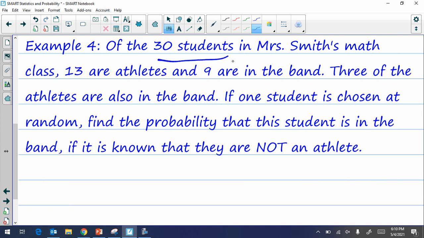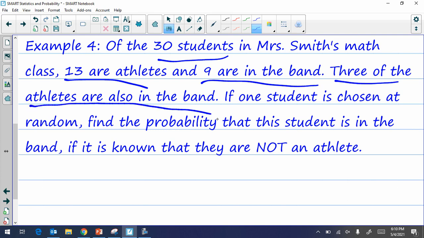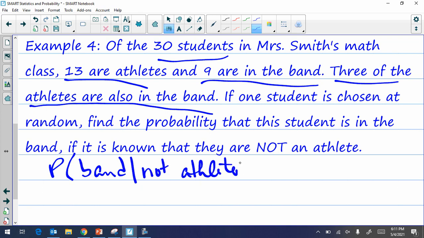Of the 30 students in Ms. Smith's math class, 13 are athletes and 9 are in the band. 3 of the athletes are also in the band. If one student is chosen at random, find the probability that this student is in the band if it is known that they are not an athlete. So we're looking for band given that it's not an athlete.